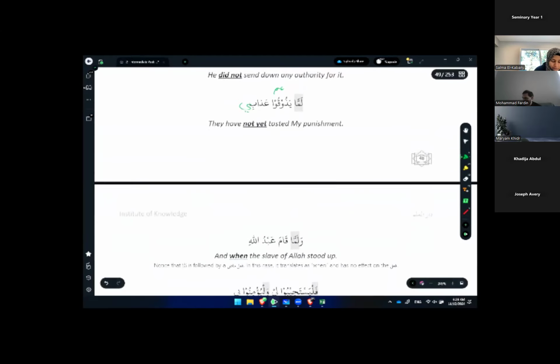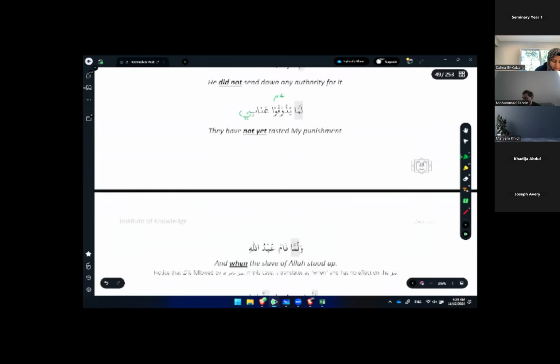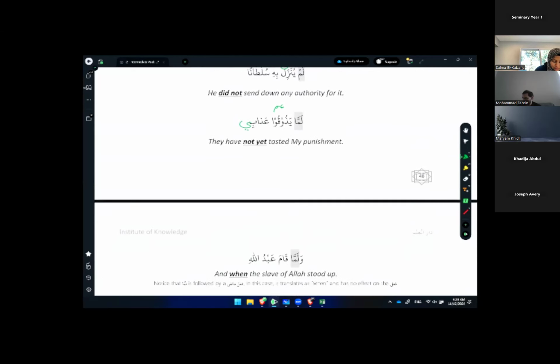Sheikha, can I ask, how do you know which lamma this is? Based off of what effect it's having on the verb after it. If it is being used with a present tense verb and the present tense verb is majzoom, then it will always only mean not yet. So if it's being used with mudari' and that mudari' verb is majzoom, it will always mean not yet. But as we will see in the next example, it's going to be used with a madi. When it's used with madi, it does not mean not yet. It means when.